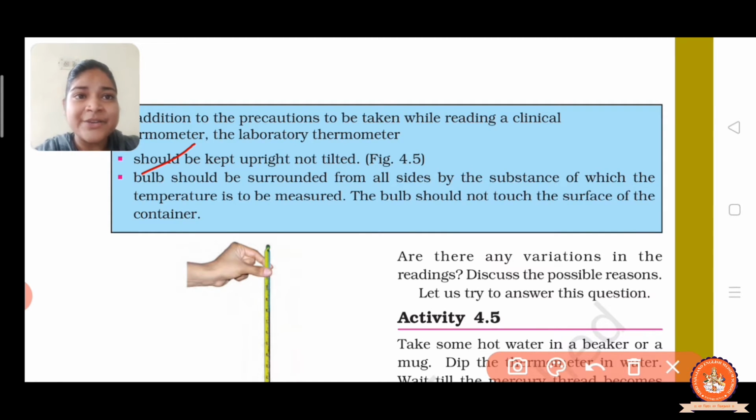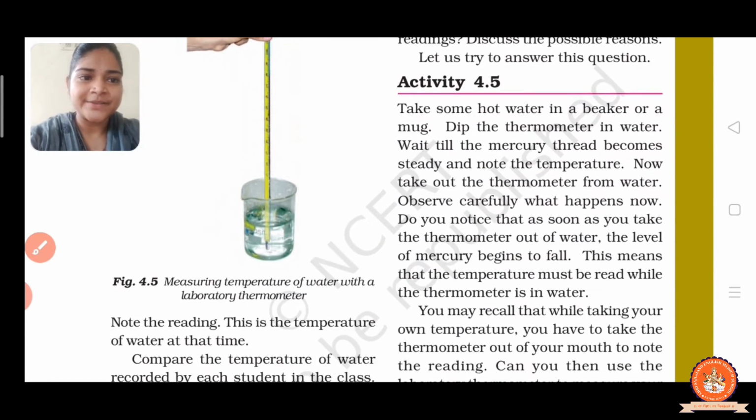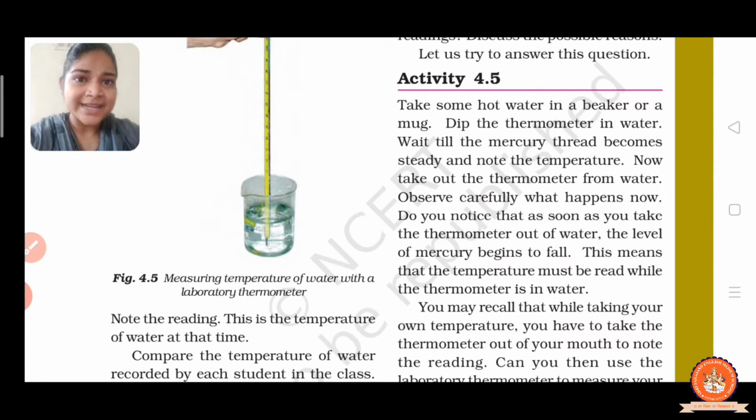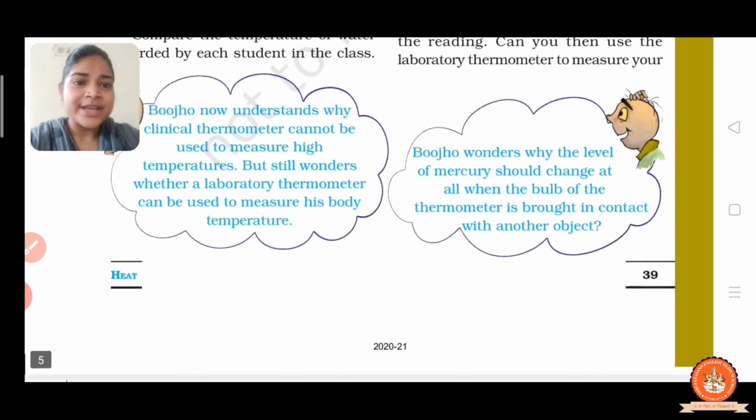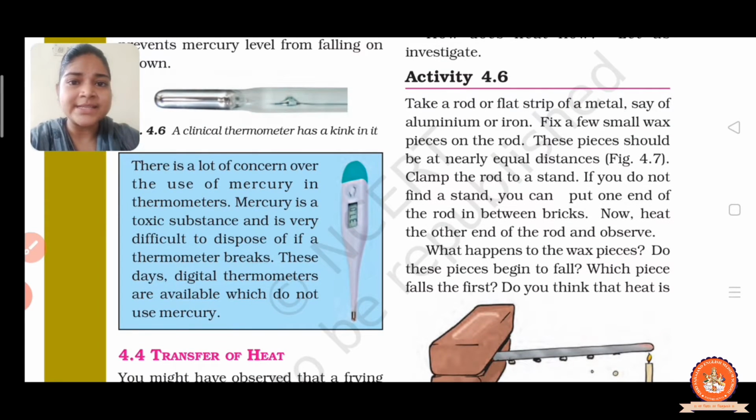Got it? Now the next precaution is, do not hold the thermometer by its bulb. In the clinical thermometer also, do not hold the thermometer by its bulb, and handle the thermometer carefully. So these are the precautions of the laboratory thermometer, right? Now the next we have the digital thermometer.